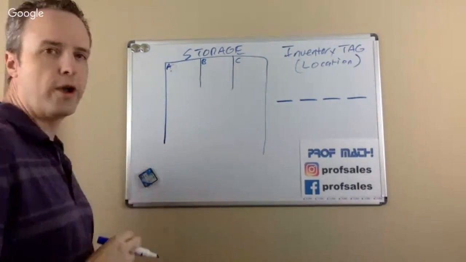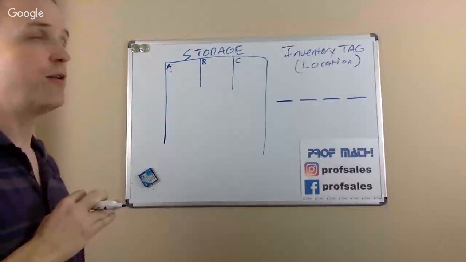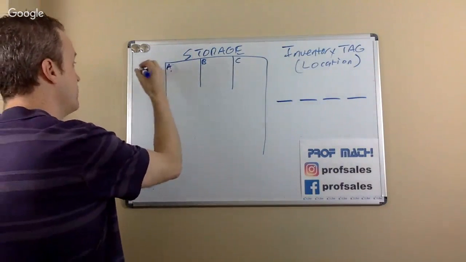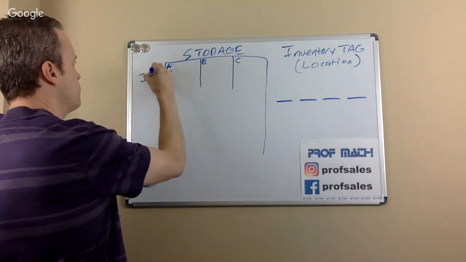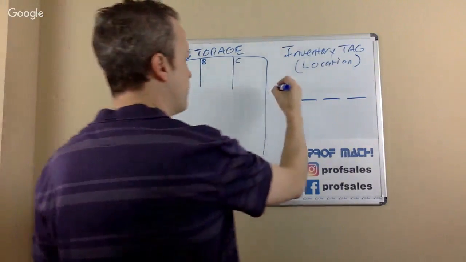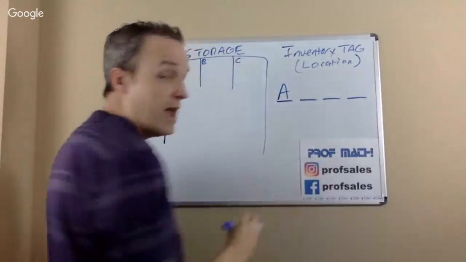So let's say that you are storing, I don't know, let's just say it's clothing, just for sake of argument. Let's say you're storing jeans. And you're storing jeans here in area A. All right, so the first part of our tag would be A.